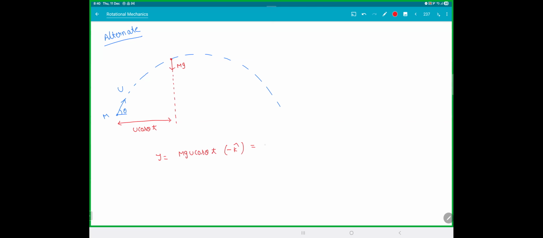And we know torque is nothing but dL by dt. So the integral of dL bar will be m g u cos theta integral t dt, minus k cap. This will be 0 because you're initially passing through the origin. L bar, this will be from 0 to t, m g u cos theta t square by 2 minus k cap. Check.